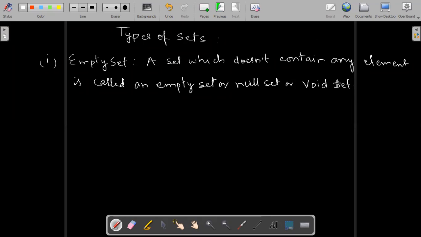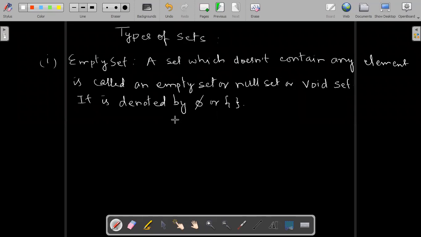Okay, are you understanding? Some sets are denoted by particular symbols. The empty set is always denoted by this symbol, which is called phi. So if it is written like this, you should understand that it is an empty set. It is denoted by phi, or sometimes they write only these brackets, meaning nothing is there. Okay.